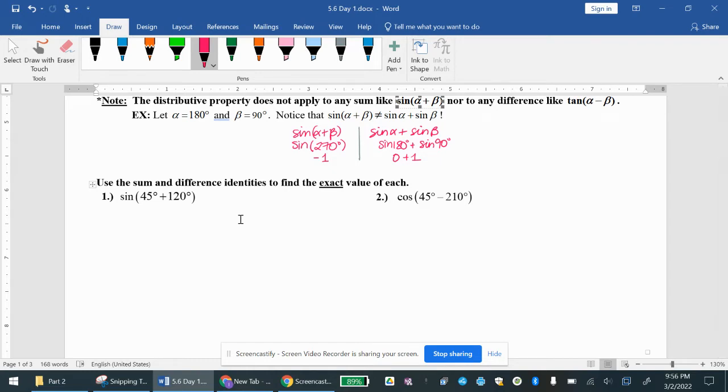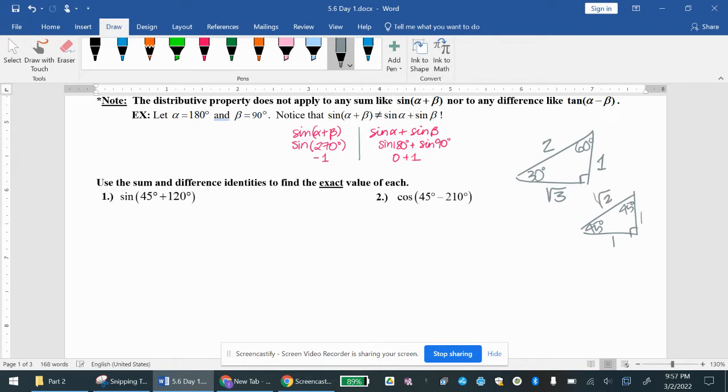Okay, so let's just start off with some angles that we're familiar with. As always, since we're dealing with special triangles, it would be a good idea for you to write down your special triangles, 30, 60, 90, label your sides, and then your 45, 45, 90.